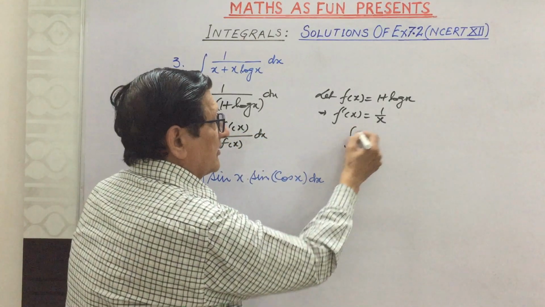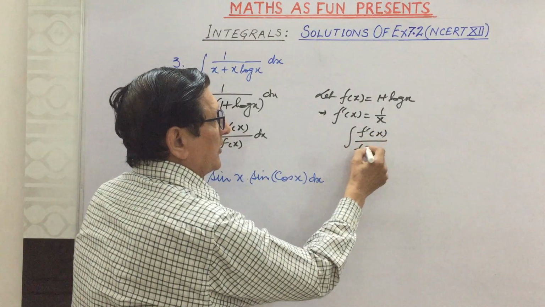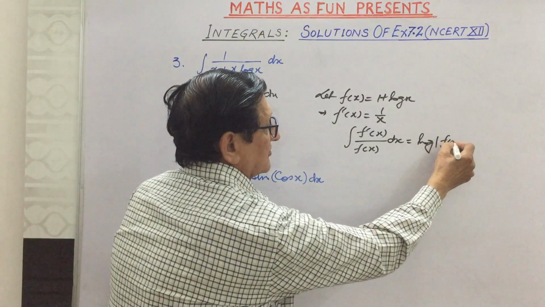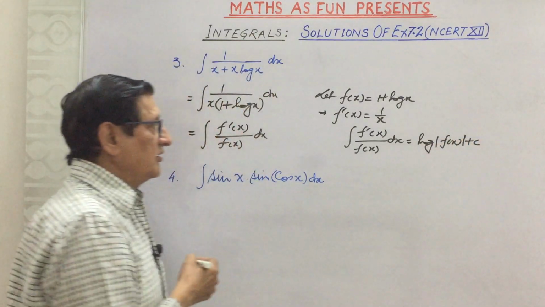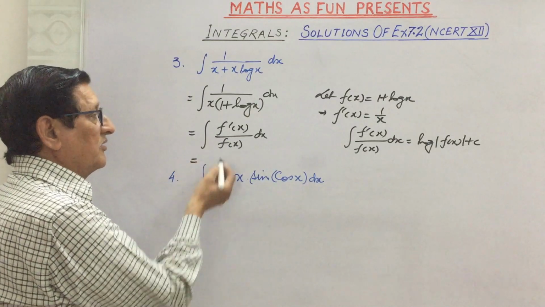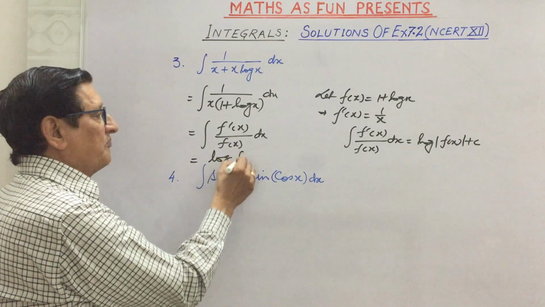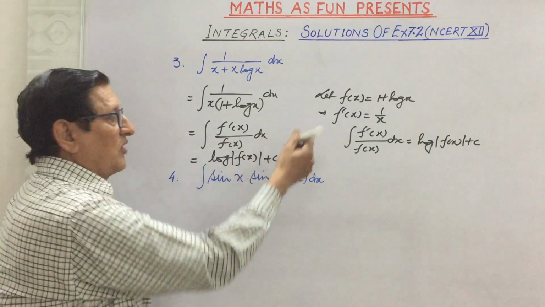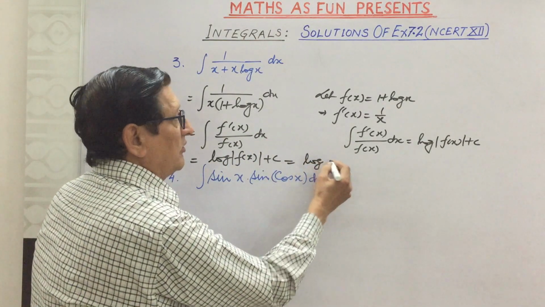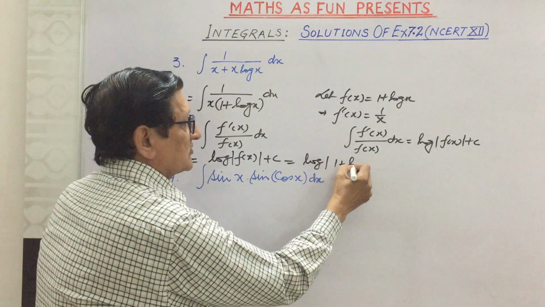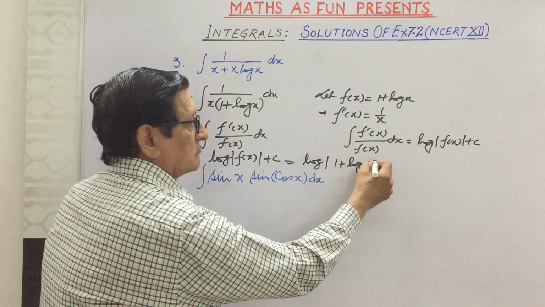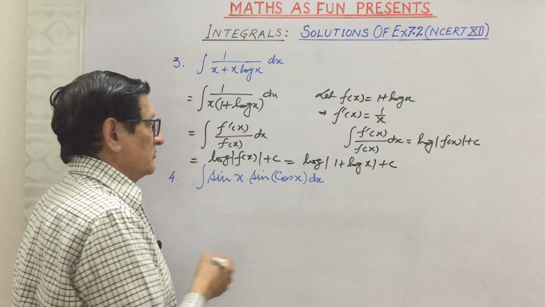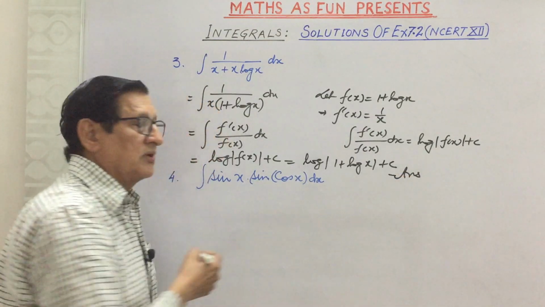And we know the integral of f dash x upon f x is equal to log of f x plus c. So here also we can do the same thing. We can write this as log of f x plus c. Substituting the value of f x, we get log of 1 plus log x plus c. This is the answer to the problem.